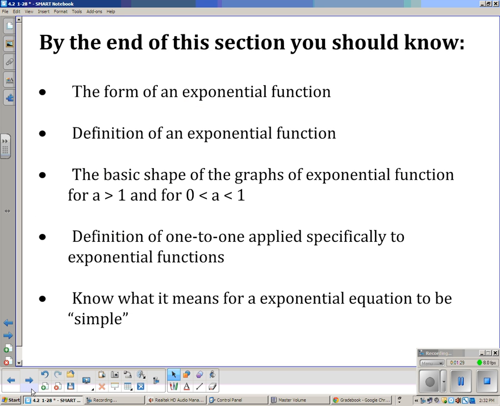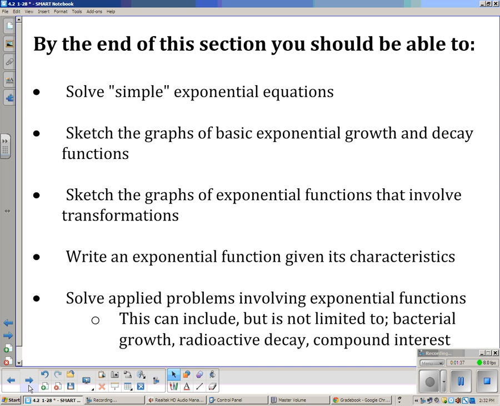I'm not going to go through the next 2 pages, but you can stop and take a look if you want. You will get your notes sheet if you haven't already. These are what you're going to be able to know by the end of this section, and following that, what you're going to be able to do by the end of the section. Feel free to take a quick look, but I'm going to skip them for now.